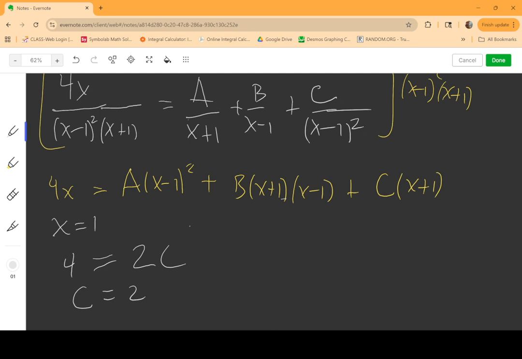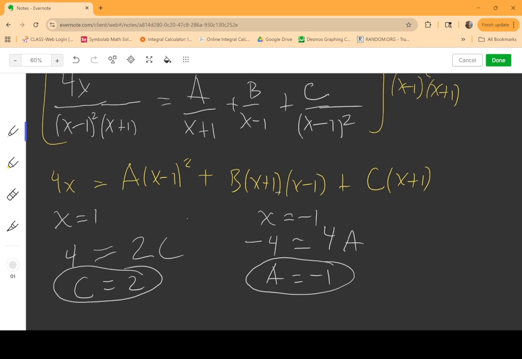And now for the next one here, I'll do the other root. x is equal to negative 1. Okay, so when I do that, notice that the terms with b and c go to 0, right? Negative 1 here gives this quantity 0. Negative 1 here gives this quantity 0. So on the left, we get negative 4 when I make x to be negative 1. And then on the right, we're going to get negative 1 minus 1 is negative 2 squared. Well, that's just positive 4, right? So we get 4a, and we get a to be negative 1.